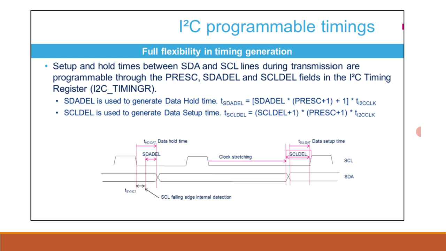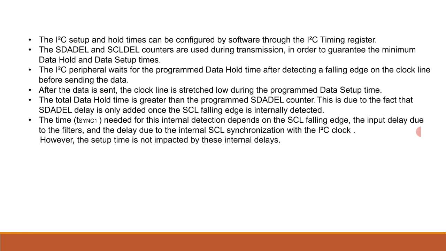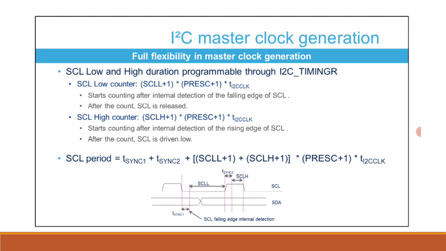Okay, we just saw programmable timings, and these are all the points to be noted, and then we'll quickly move on to the I2C master clock generation. So this is the master clock generation. The I2C master clock low and high level durations are configured by software in the I2C timings register.